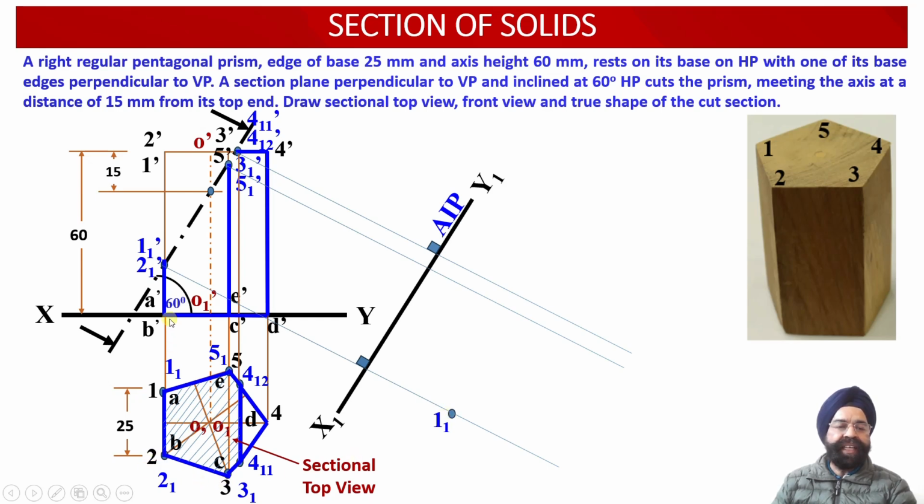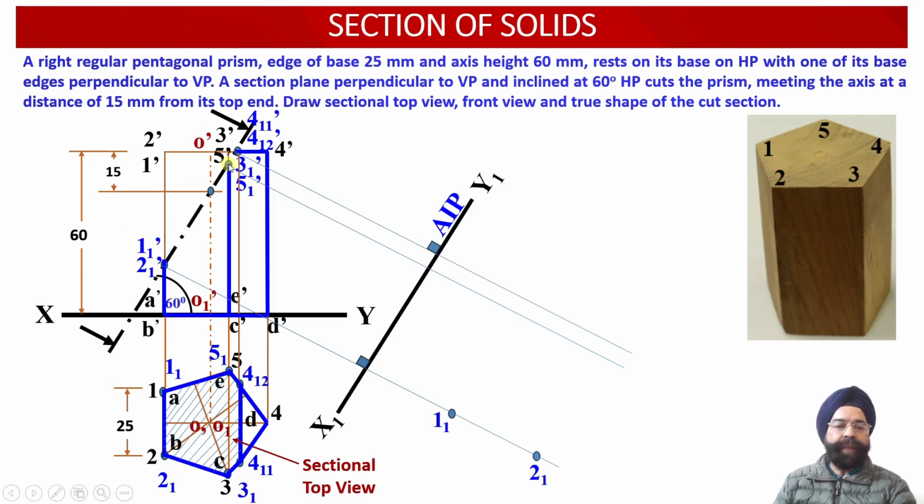Similarly, this is the distance of point 2 1 from the XY reference line. Once we evaluate this distance, now onto the projector line emerging from the point 2 1 dash, we are going to mark the same distance onto this projector line. So this will provide us the location of the point 2 1 in the auxiliary top view projections.